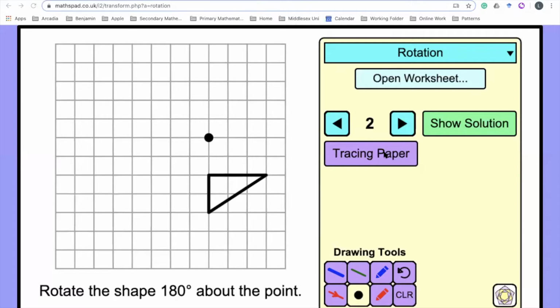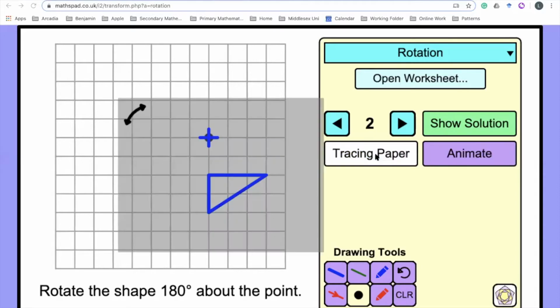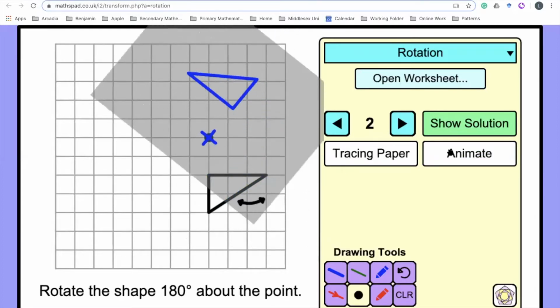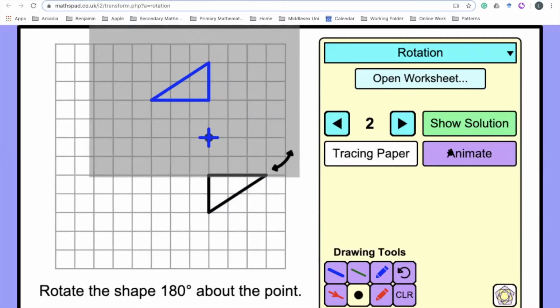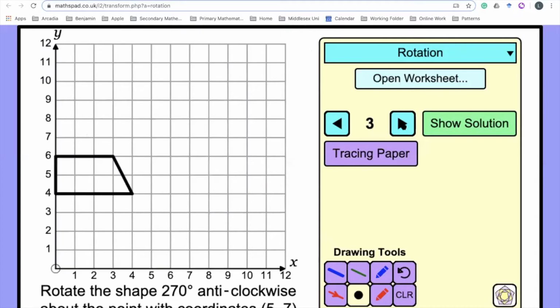So what I'm going to do, I'm going to show you the solution. You put your tracing paper over it, and then you draw around it. Put your pencil here on the point. That's a quarter. That's now a half, and that's your answer. Now, I went anti-clockwise. We can also go clockwise as well, because with half a turn it doesn't matter which way round we go.